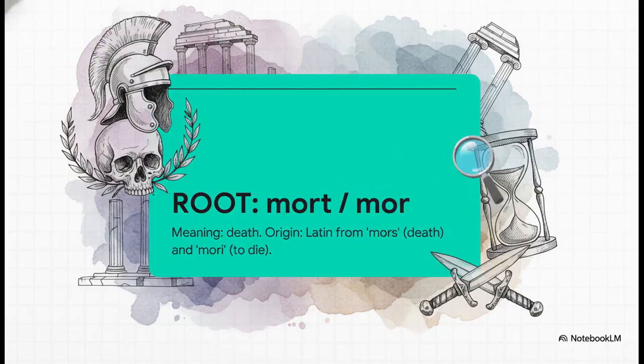And here it is, the root mort, or sometimes mor. It comes directly from the Latin words for death. And back in the Roman world, this idea was, well, it was everywhere. You had triumphant generals being told, Memento mori, remember you will die. And from this one single root, we got an entire family of words that are still shaping our language.